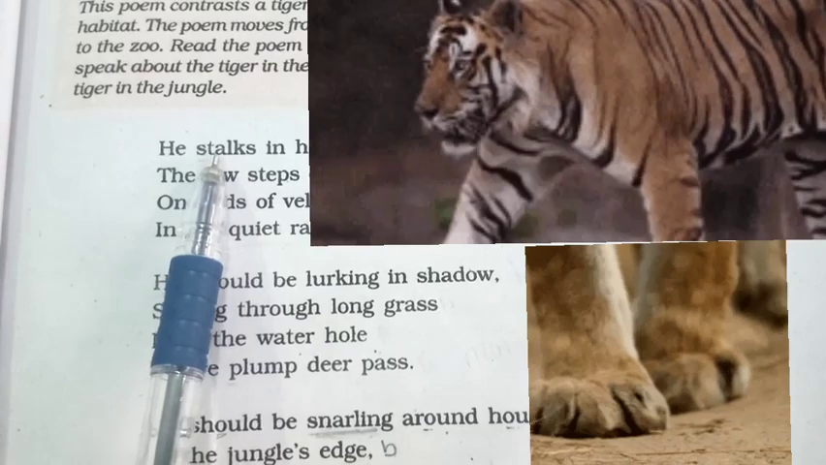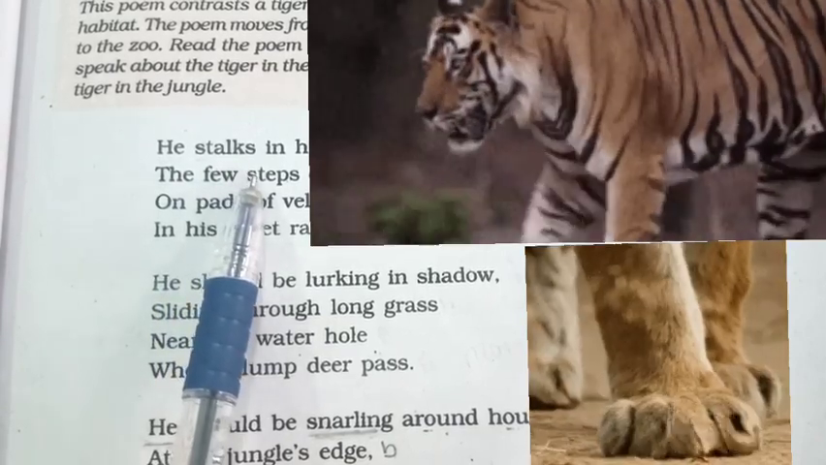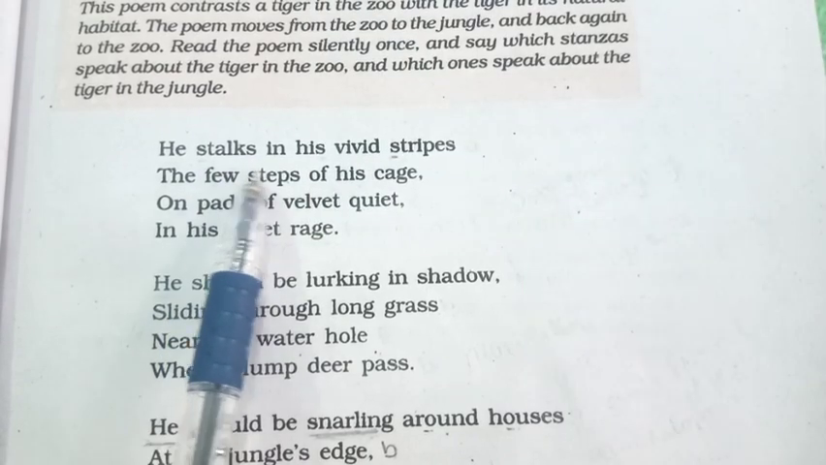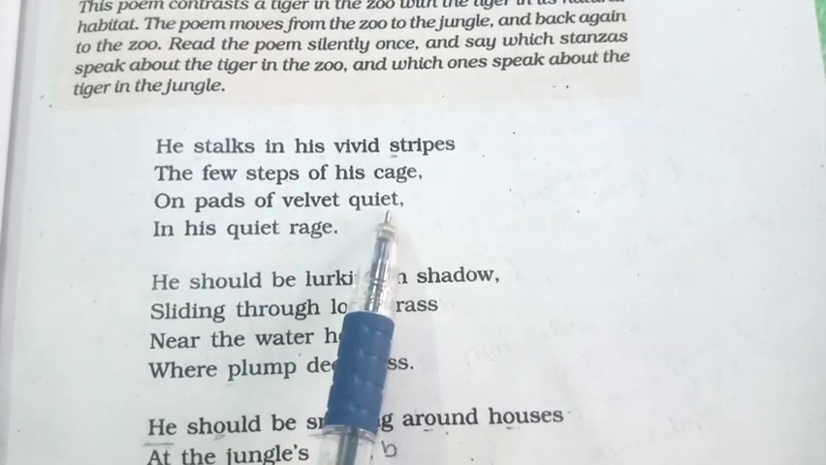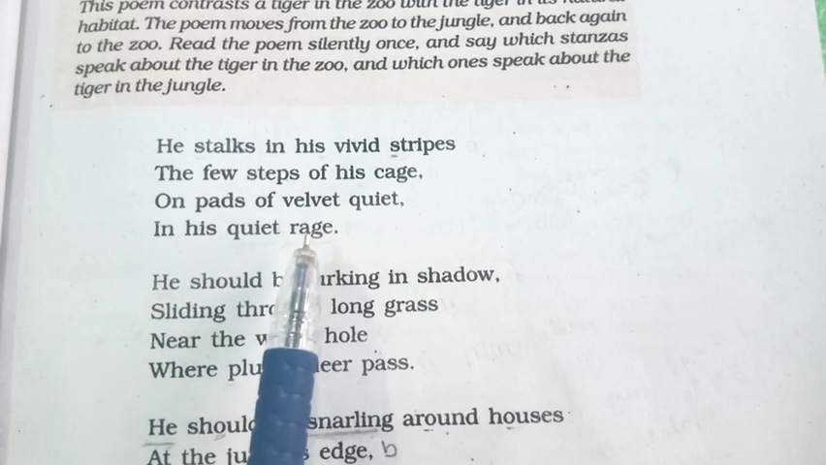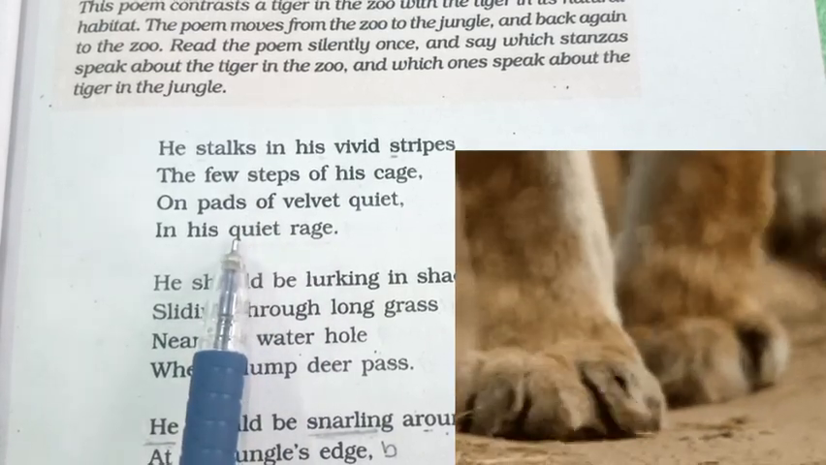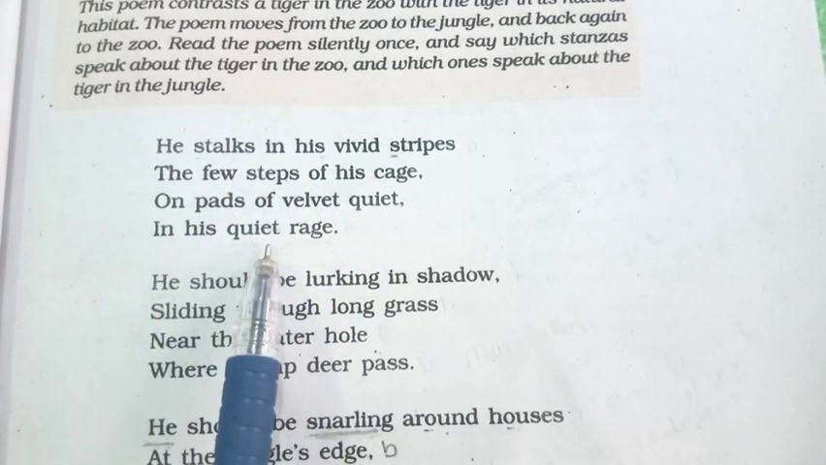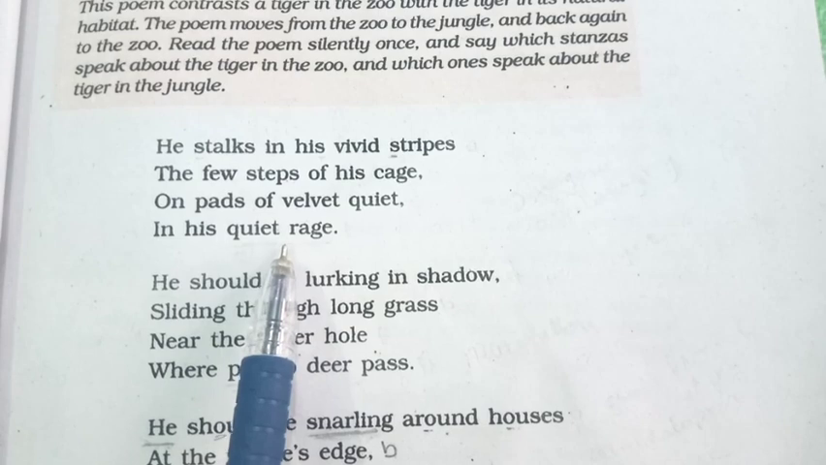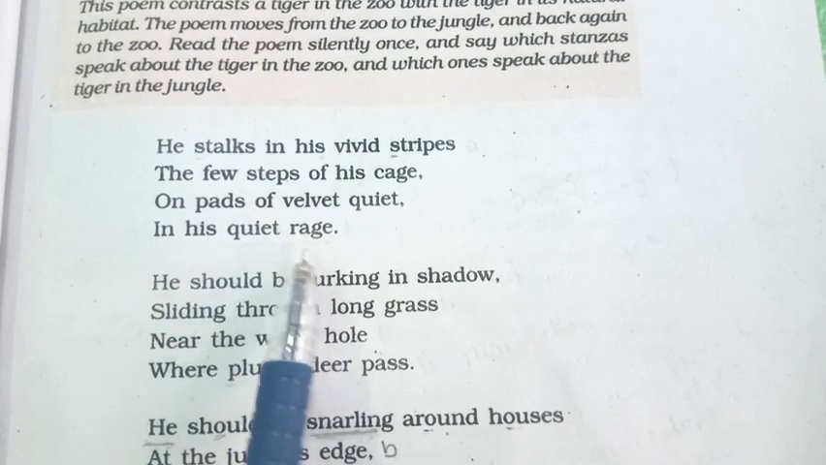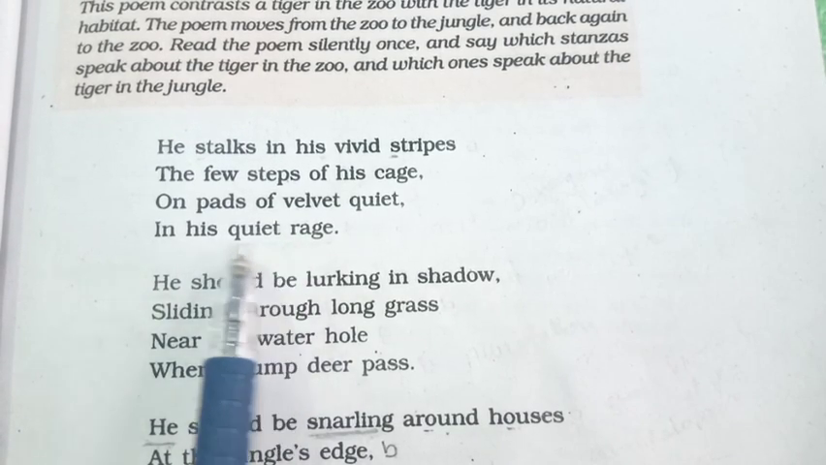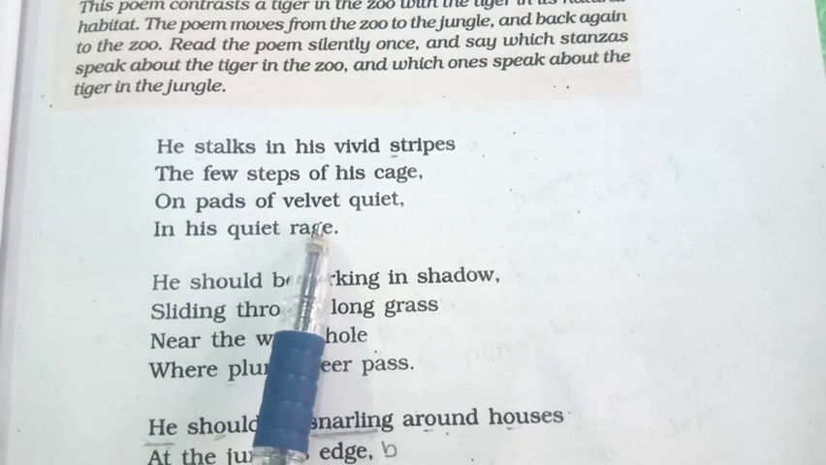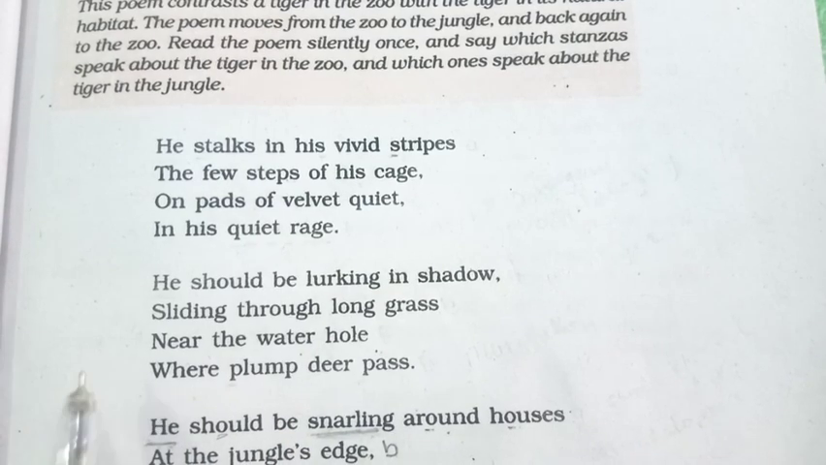Stalks means to walk in a stately manner, proudly walking here and there, and vivid means clear. His pads are velvet quiet, and he is moving in a small cage very proudly but with quiet rage, which means he has a silent anger, and in his anger he is walking very slowly and stalking in his cage. Let's see the second stanza.